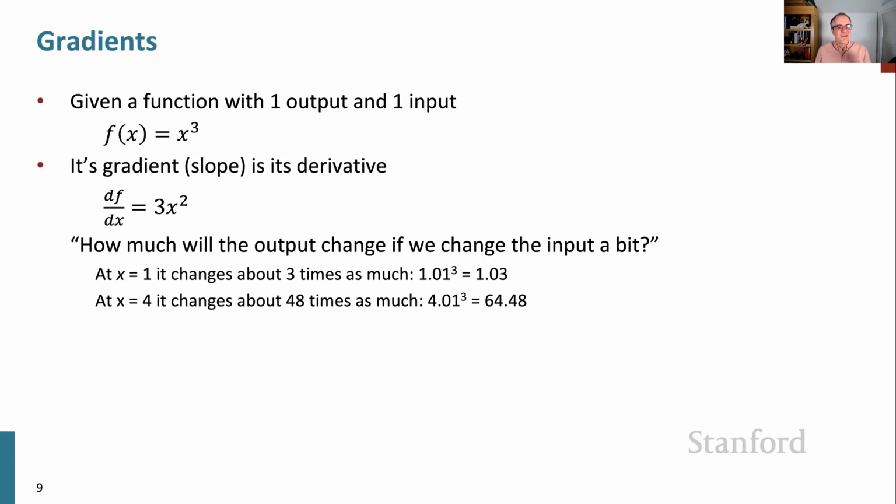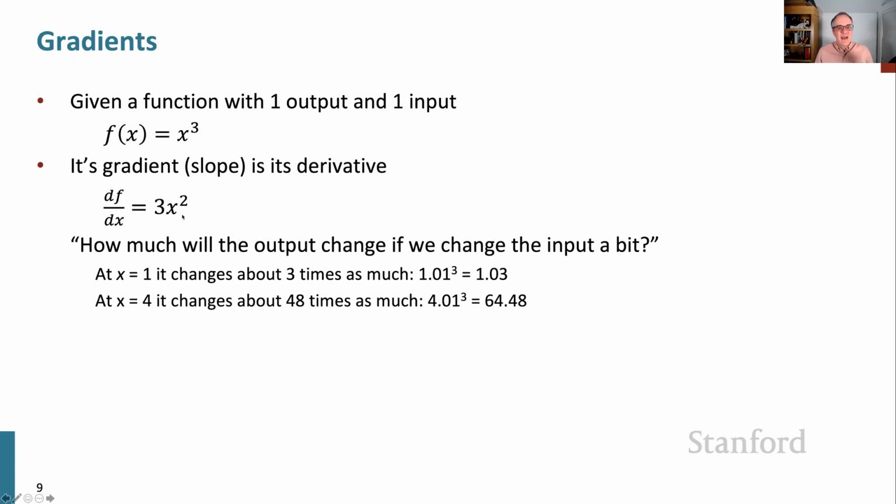Okay, so let's go through this and see how it works, ramping up from the beginning. The beginning of calculus is, we have a function with one input and one output: f of x equals x cubed. And then its gradient is its slope, right? So that's its derivative. Its derivative is 3x squared.